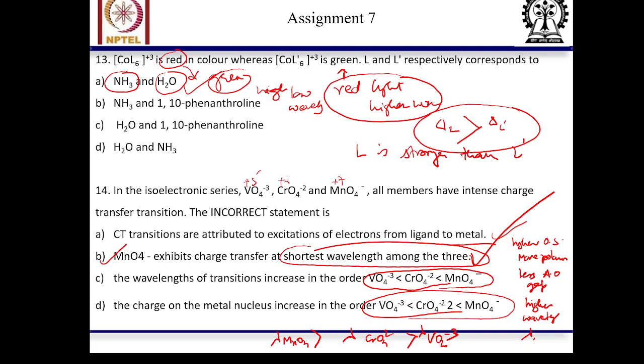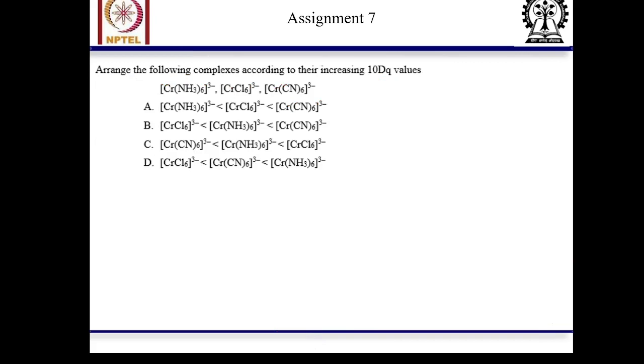Okay, so now I will go to the next question: among the following, according to the increasing Delta O value. This is again from the spectrochemical series. I will just write the spectrochemical series again. So we can see the different kinds of ligand. This is the C donor, this is N donor, this is X donor. So C donor will come first, then N donor, then X donor. The correct option is B.